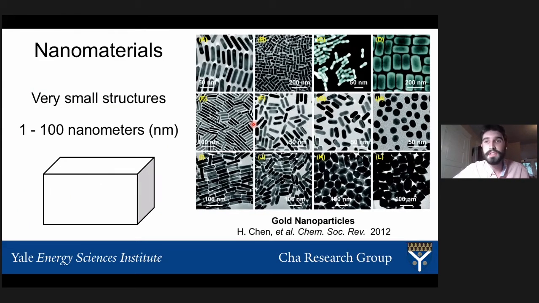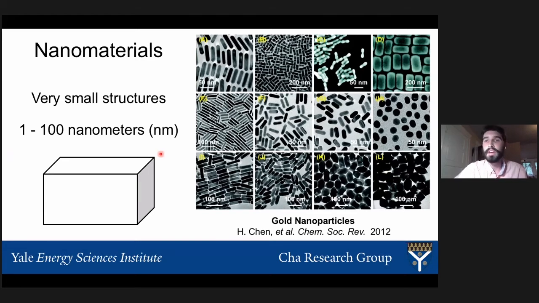So nanomaterials, very simply, are really, really small. If you consider a three-dimensional object, in order to be considered a nanomaterial, at least one of its length, width, or height needs to be on the scale of 1 to 100 nanometers. And the really cool thing about nanomaterials is they have different properties than their bulk counterparts.